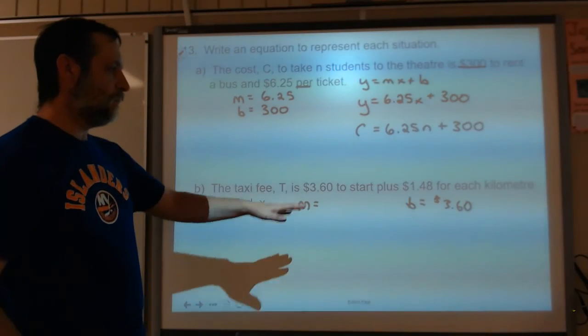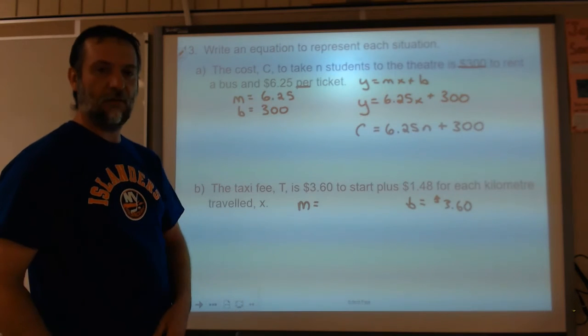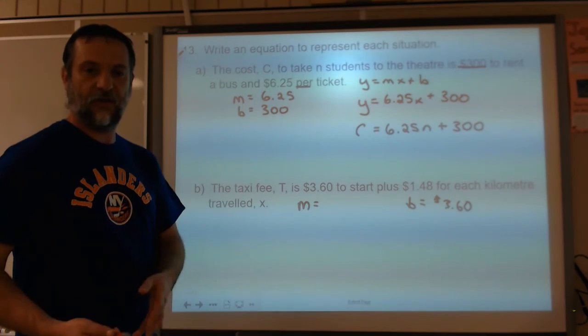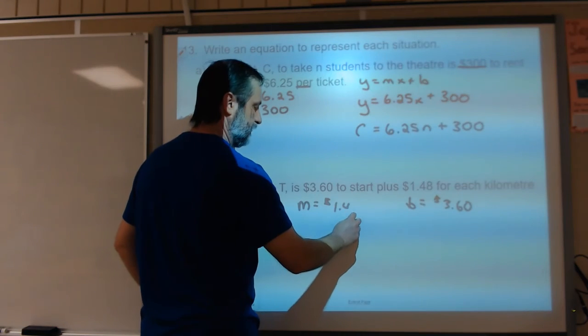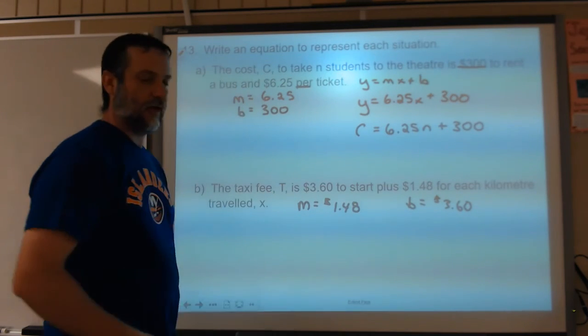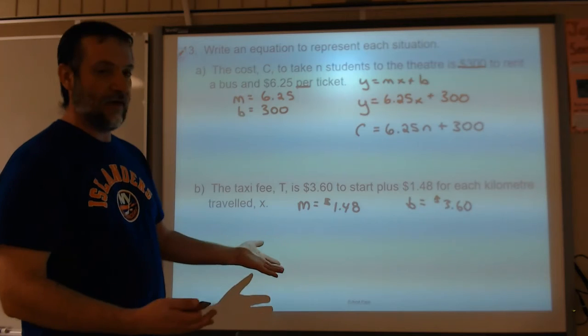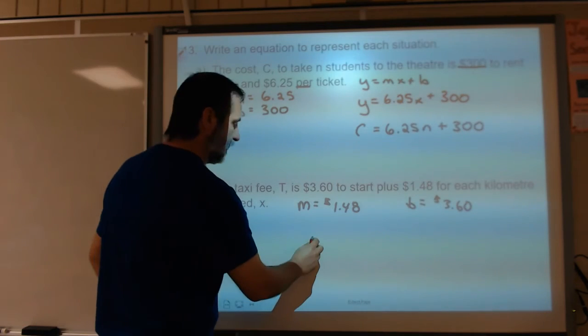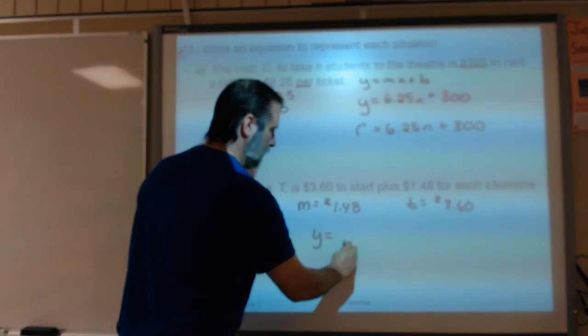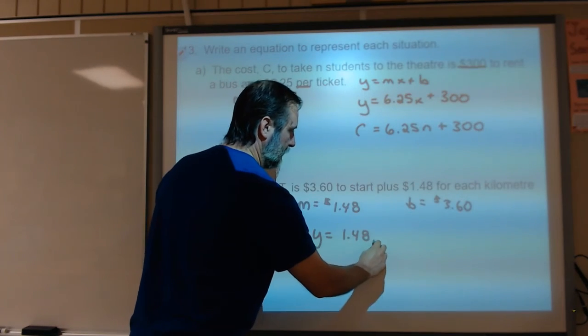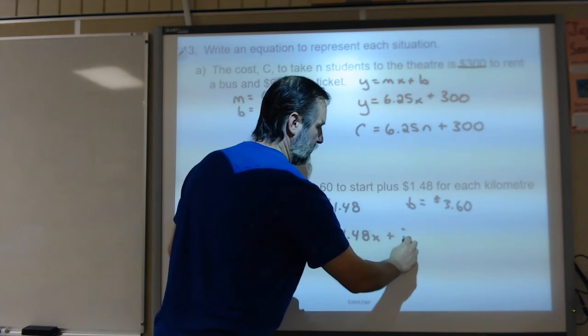They're saying $1.48 for each kilometer. As soon as they're saying per, saying for each, every, this is going to give us our slope value. Our rate of change is $1.48 for each kilometer. We have an M, we have a B. We just need to plug this in our y equals mx plus b. So y equals $1.48x plus 3.60.